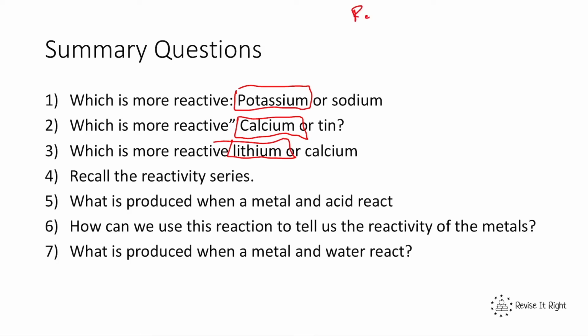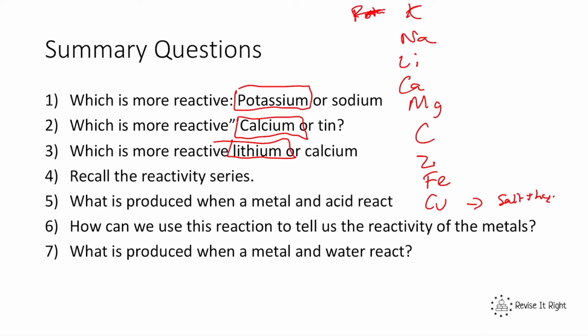So we've got potassium. Let's do the symbols. Potassium, sodium, lithium, calcium, magnesium, then carbon, then we've got zinc, iron and copper. So that's the order there. What is produced when a metal and an acid react? Well, a metal plus an acid produces a salt plus hydrogen. And how can we use this reaction to tell us the reactivity of metals? Well, the more vigorous the reaction, the quicker it happens, and the more bubbles given off, the more reactive the metal.